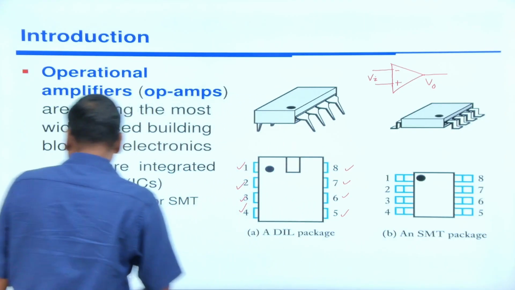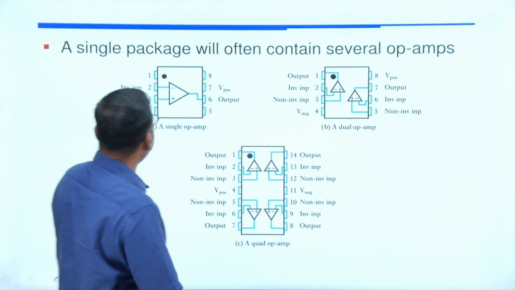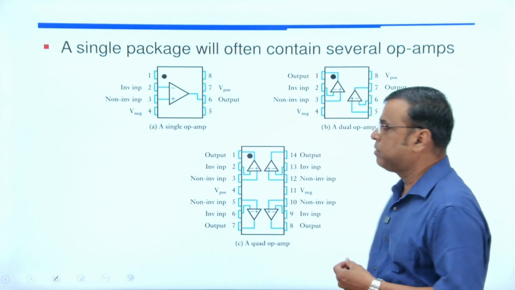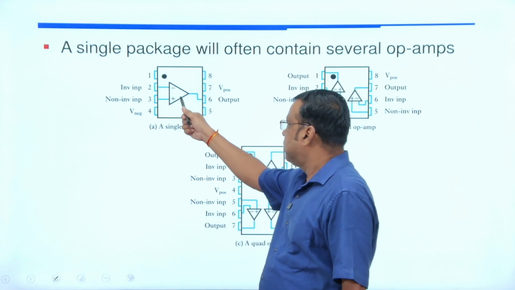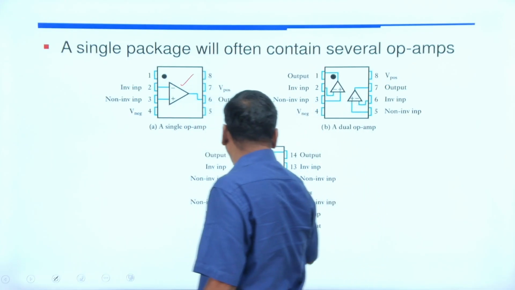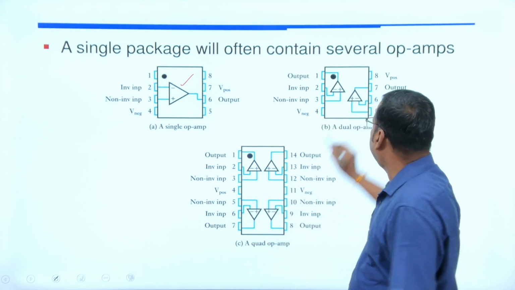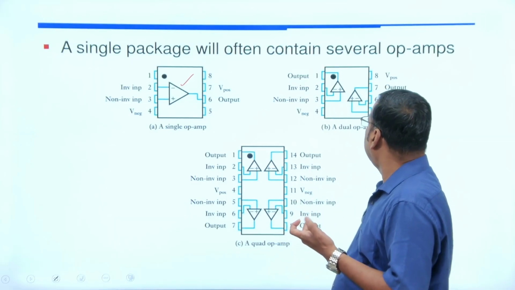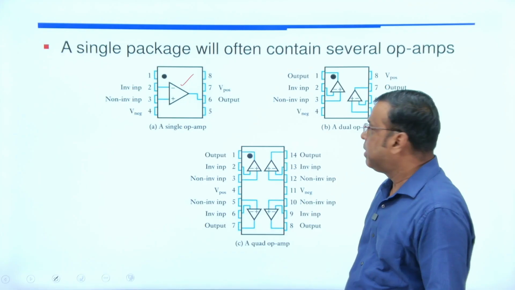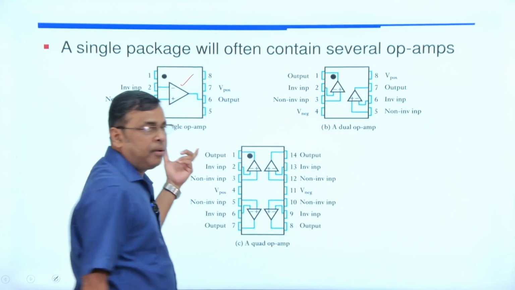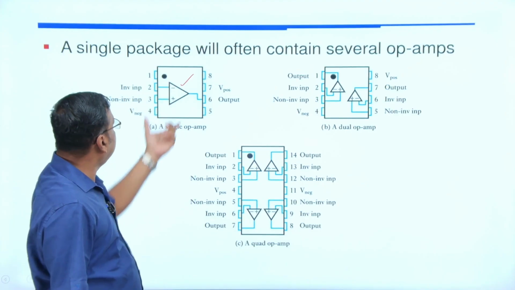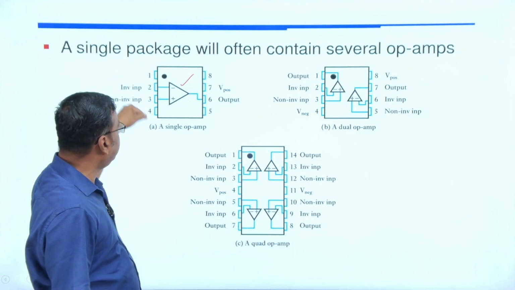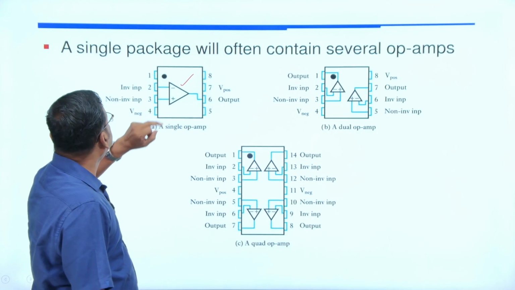In operational amplifiers, a single package will often contain several op-amps. It may be a single op-amp. This is an op-amp, and here there are 4 op-amps, and here there are 2 op-amps. If there are 2 op-amps in a single IC package, we call it a dual op-amp. For a single op-amp, if this symbol indicates pin 1, you count pins 1, 2, 3, 4, and again 5, 6, 7, 8.